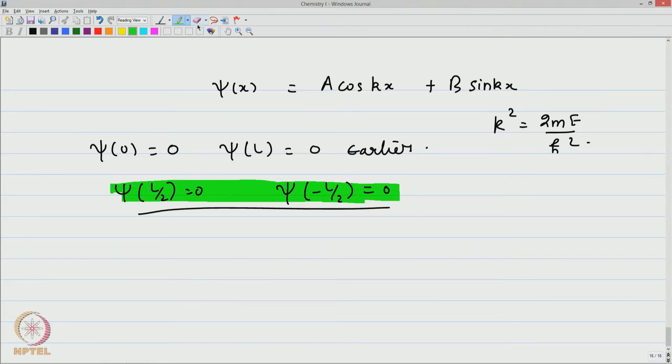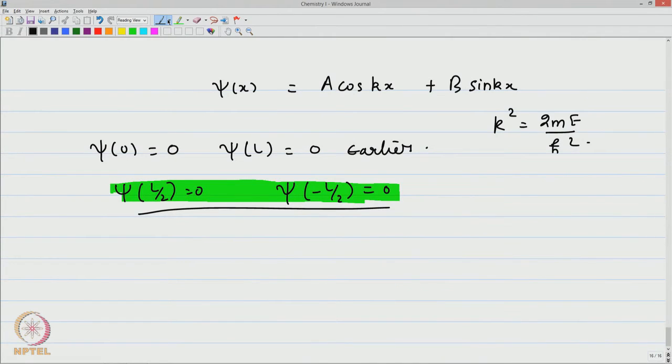The physical boundary is shifted, but the physics will not change. The wave function of course depends on the coordinate, and therefore, the wave function representation will be slightly different. Okay. We shall see that. Now, for psi of L by 2 equal to 0, if you substitute x equal to L by 2, you have a cos k L by 2 plus b sin k L by 2.